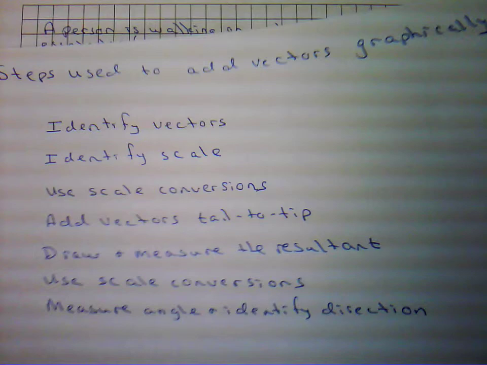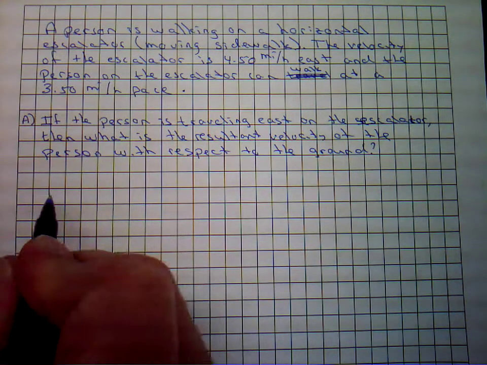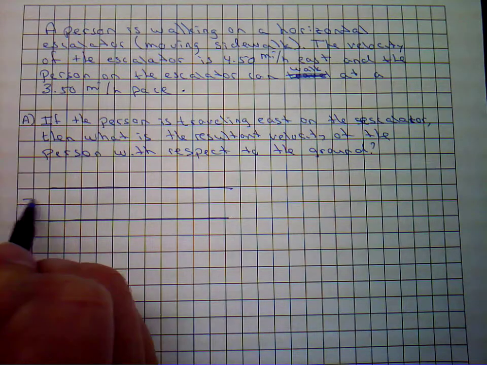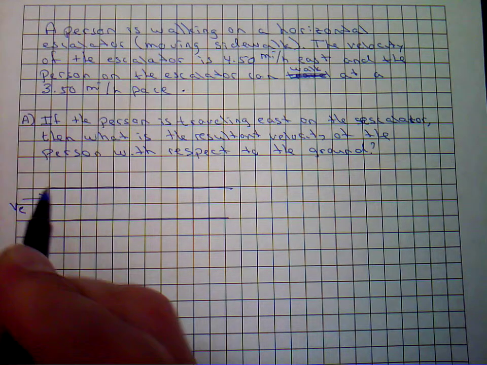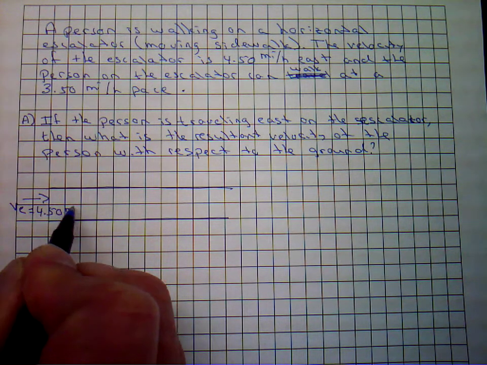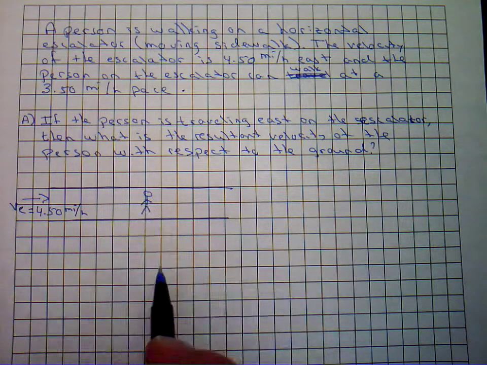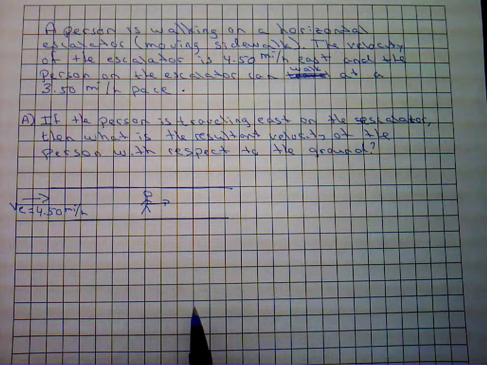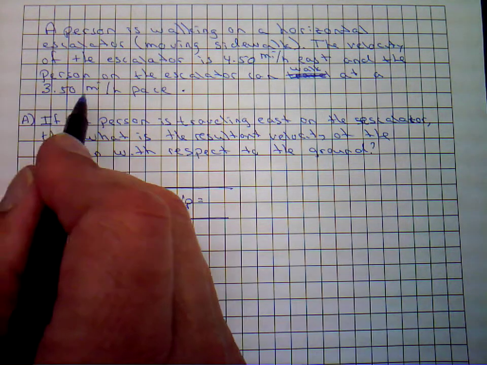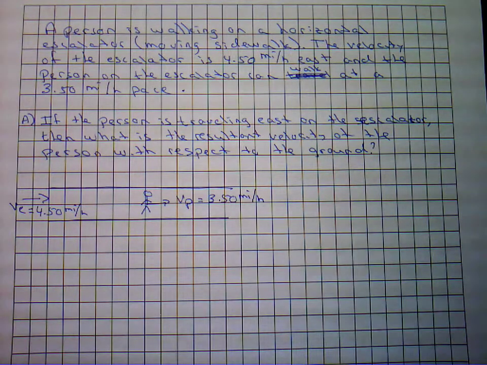So if we use our steps to add vectors graphically, we must first identify the vectors. In this case, I'm going to draw a diagram that helps us understand what is happening in this problem. We have an escalator, and the velocity of the escalator is going east, and it is 4.50 miles per hour. We have a person walking on the escalator. The person is also walking east in that direction, and the velocity of the person is given as 3.50 miles per hour. So those are our two vectors that we have.